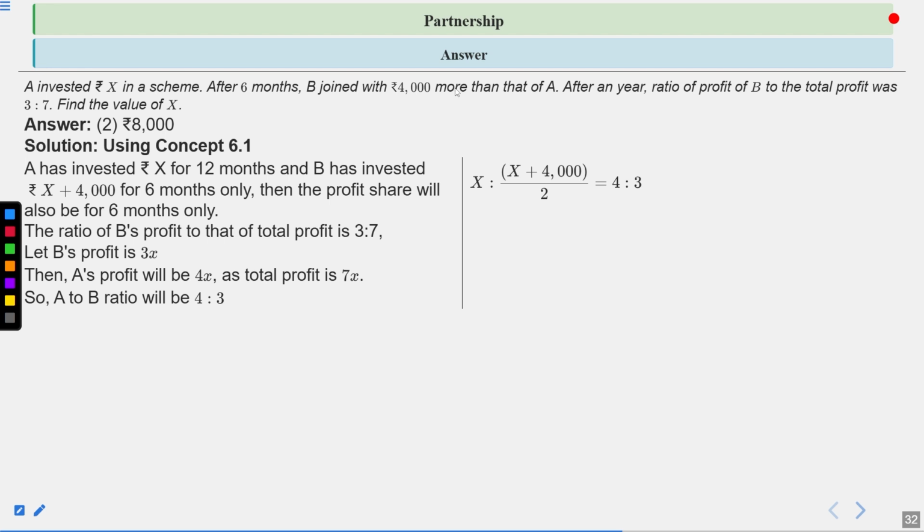Now we can compare it. So X to (X plus 4,000) by 2 is equal to 4:3. Simplifying it, we get 6x equals 4x plus 16,000. Now it will become 2x equals 16,000, or we can say that x equals 8,000 rupees. So second is the correct answer of this question. Next one.